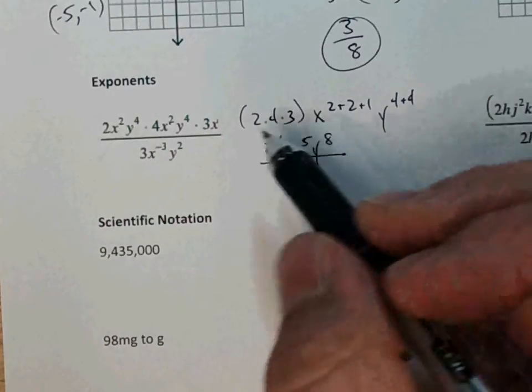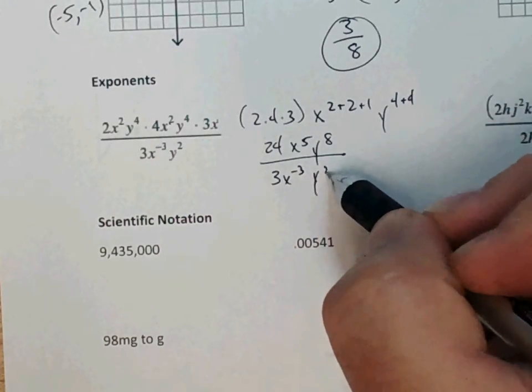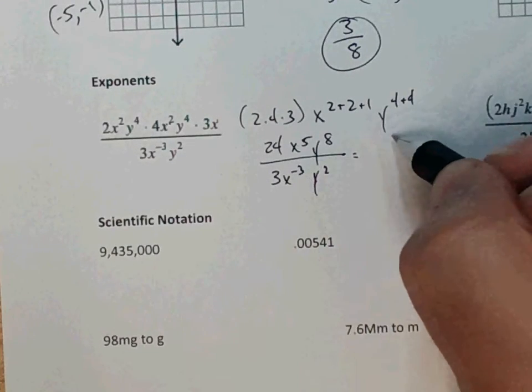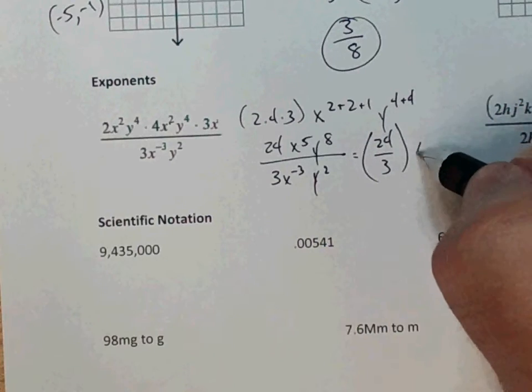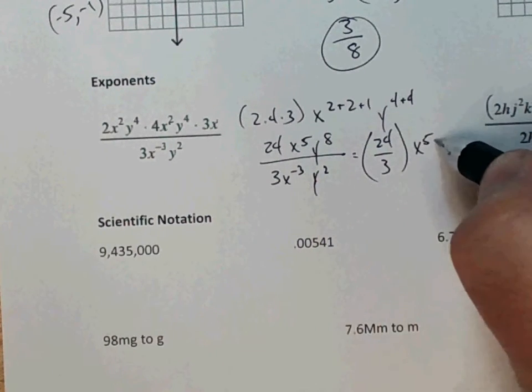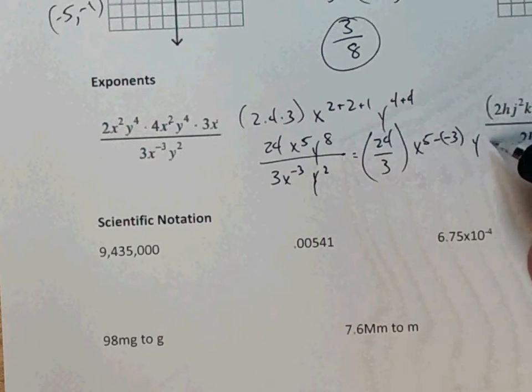Now that is all going to be over 3x to the negative 3 and y squared. So now if we combine those, it's going to be 24 divided by 3 for the numbers. It's going to be x to the 5. When we divide, we subtract, minus a negative 3. And then your y is going to be 8 minus 2.